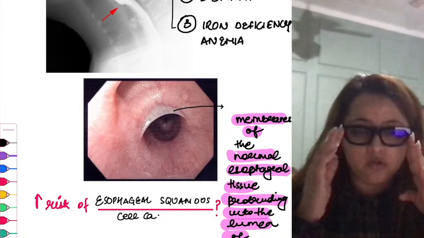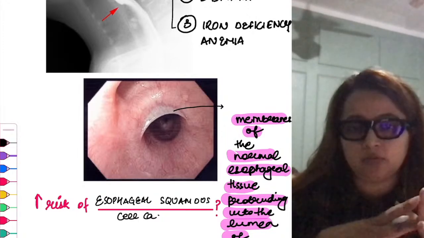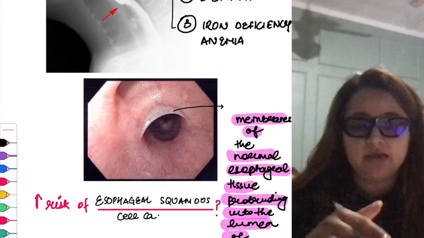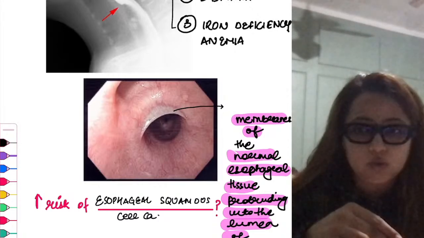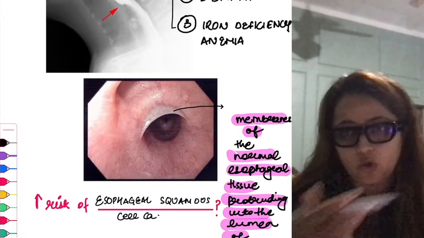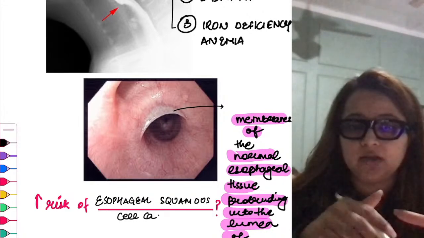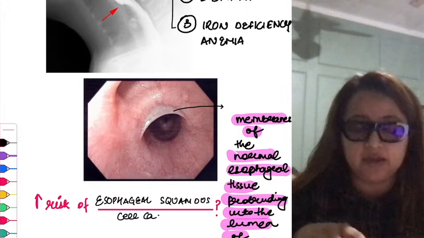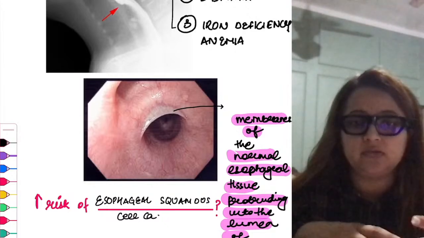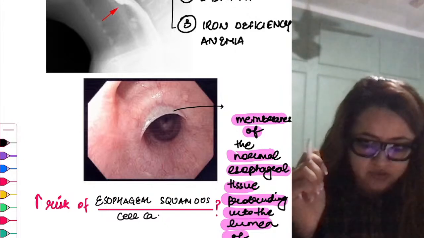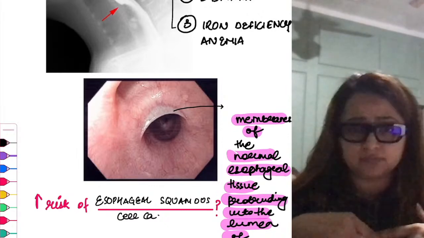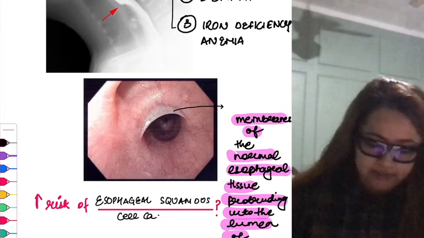Now you can read about esophageal carcinoma from First Aid. They have very nicely given the differences. So either it can be adenocarcinoma or it can be squamous cell carcinoma. The risk factors for adenocarcinoma and squamous cell carcinoma are very different, so you have to differentiate on the basis of the risk factors. Okay, that is really important. And which variety is more common throughout the world.